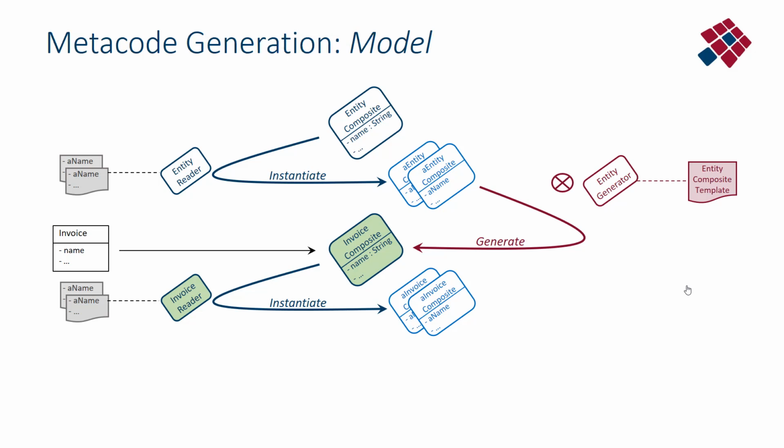Now, of course, when the metacode, the generator code, has the same underlying model and the same underlying structure, you can also generate that metacode. So this entity reader, these entity composite classes, they can be generated as well. They have the same structure. The only thing you need is that you need to have a model of the metacode, which is the meta model, but which looks completely the same. You have an entity as a meta model concept instead of an invoice as a domain model concept.